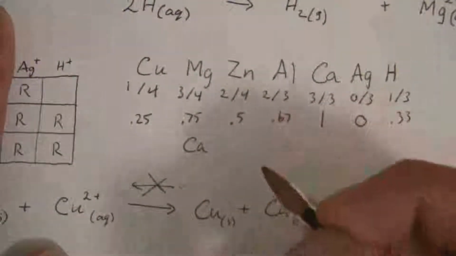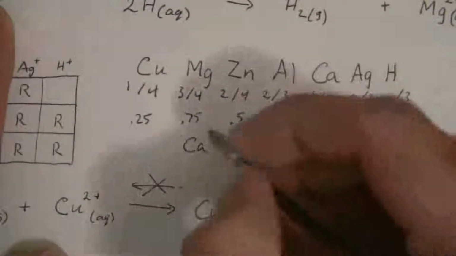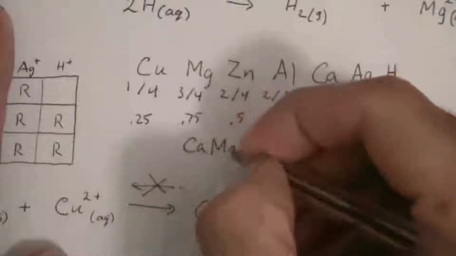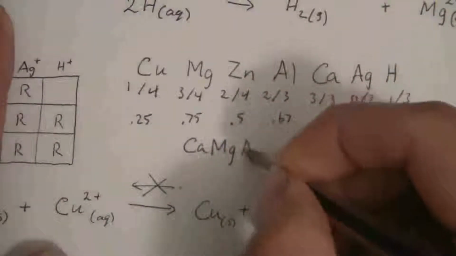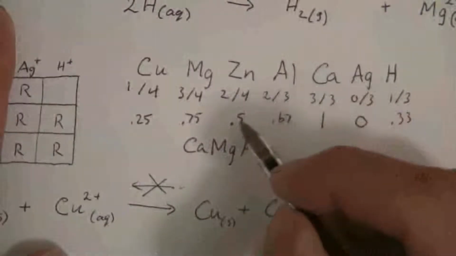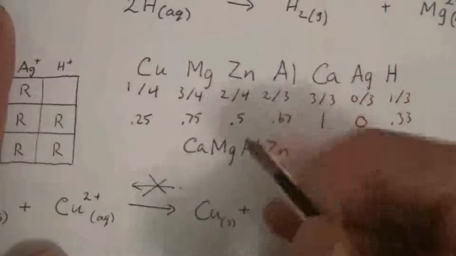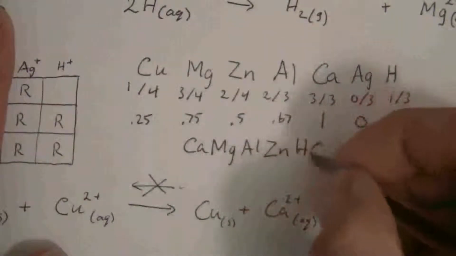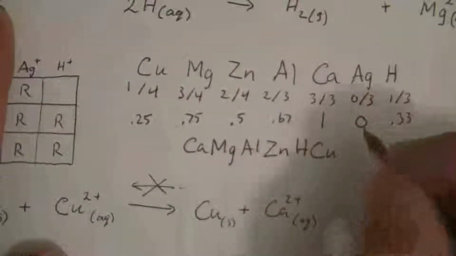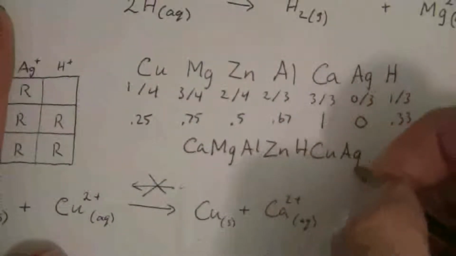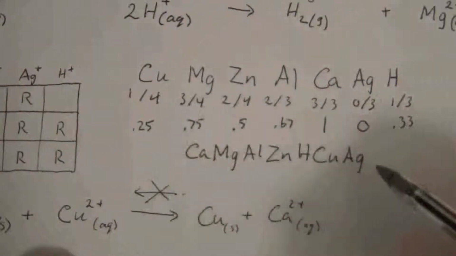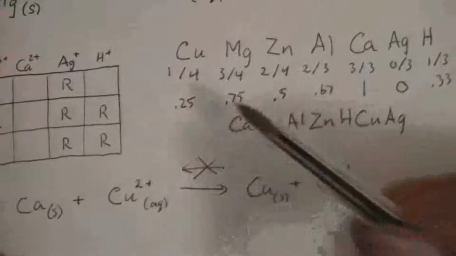We have the calcium is the highest, then the magnesium, then the aluminum, then the zinc, then the hydrogen, then the copper, and finally the silver is the least reactive. So this is the answer, and that's how you come up with it, by ranking them accordingly.